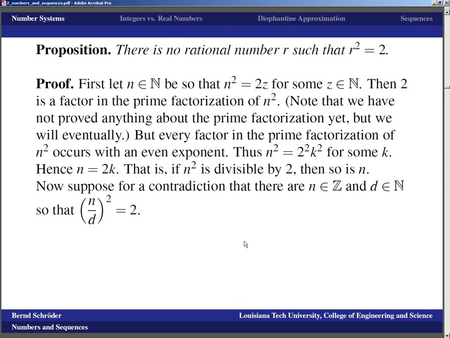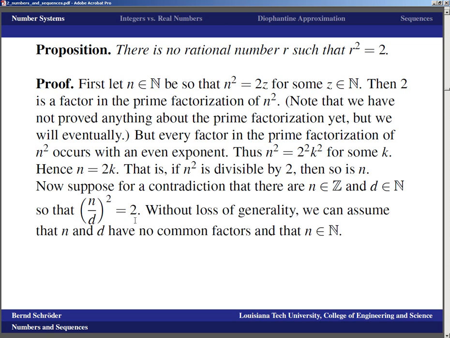Because we know that something true cannot imply something false, this assumption that we made for a contradiction must have been false, and that means that there cannot be n and d so that (n over d) squared is equal to 2. We'll see that as it flows along. So let's just assume right now that (n over d) squared is equal to 2.